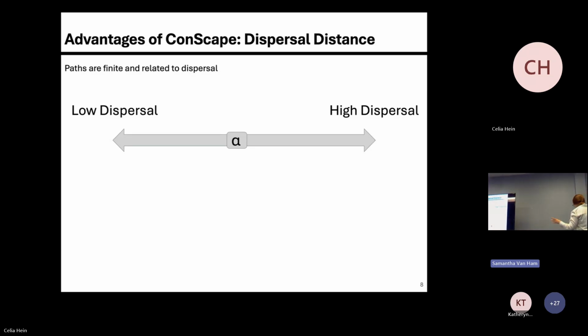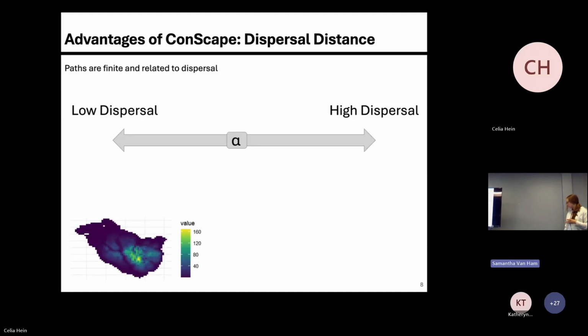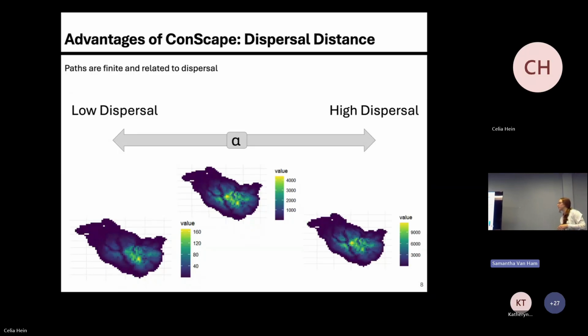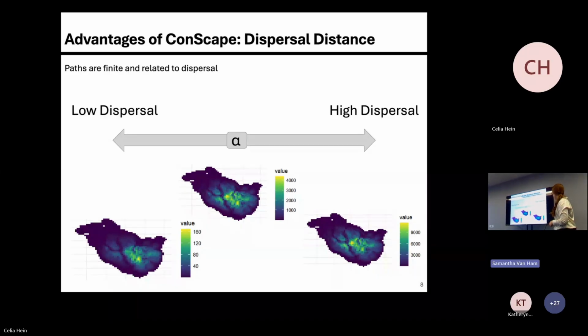Similarly, with this alpha parameter, you can see that if you have really low dispersal, you have really limited available habitat, right? But as you increase that, you see this area really expands. And especially the numbers go up. That's an important thing to keep track of: the maximum value on this scale. So 160 is the maximum on the left, 4,000 in the middle, and 9,000 on the right.